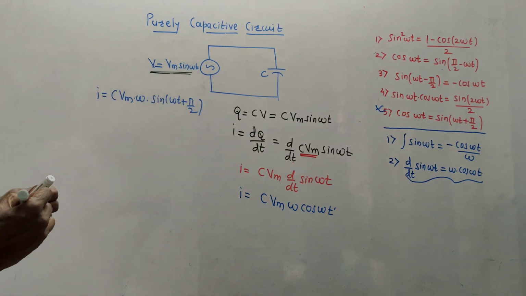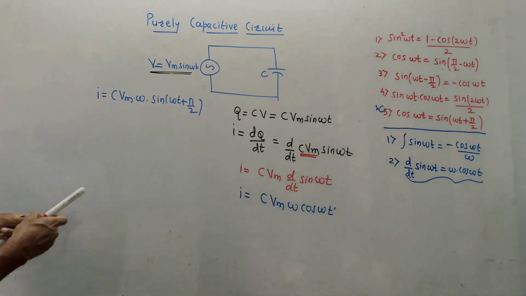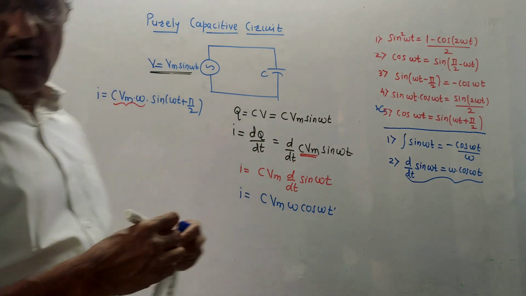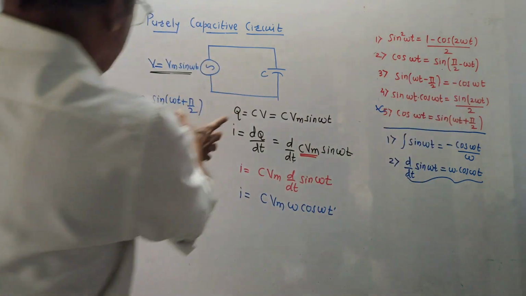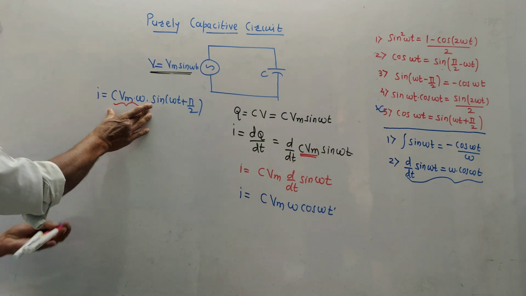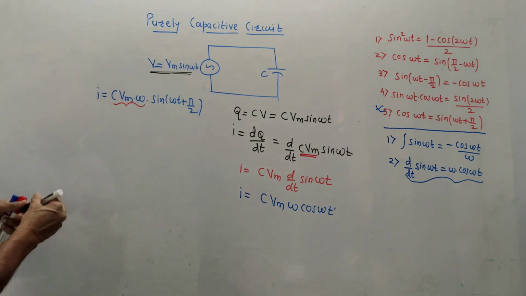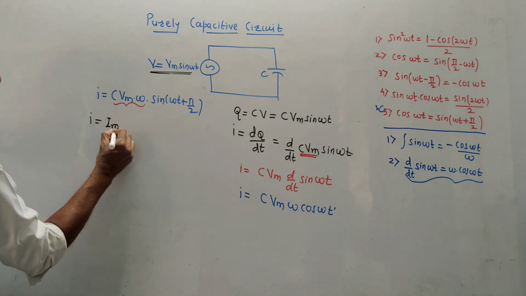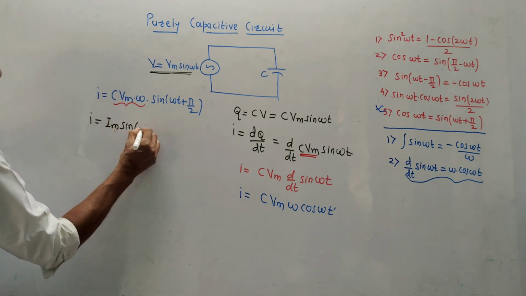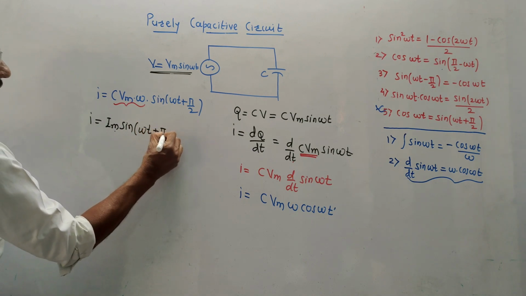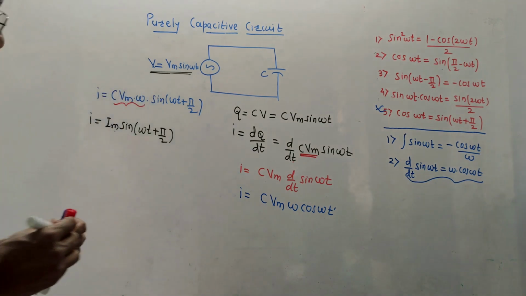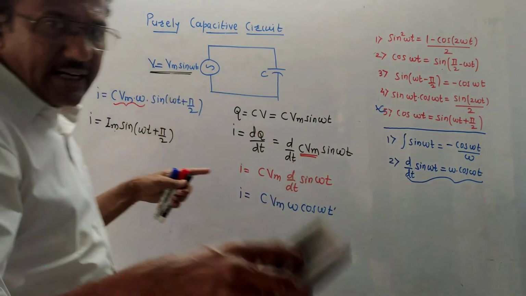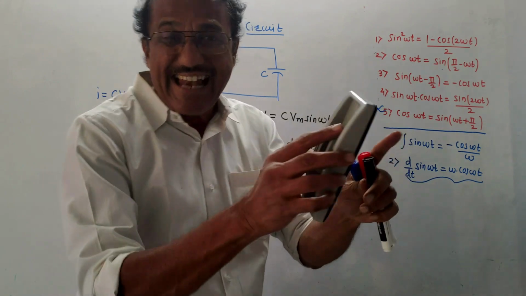Very simple logic like the last case. Whatever terms are there before the sine or cosine, CVm into omega, denote the constant term. Since it is the equation of current, I will denote it by Im. So I is equal to Im, that is the maximum value of current, sine omega t plus pi by 2. Now observe the difference. In the last derivation we got minus pi by 2, that was indicating delay. Delay is also called lagging.